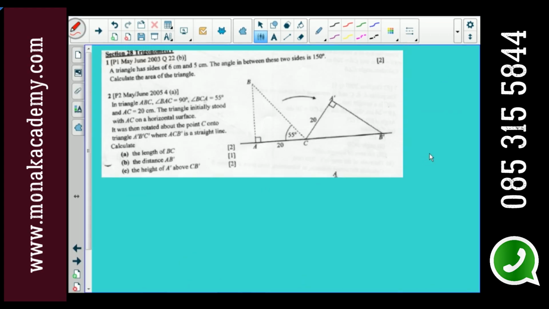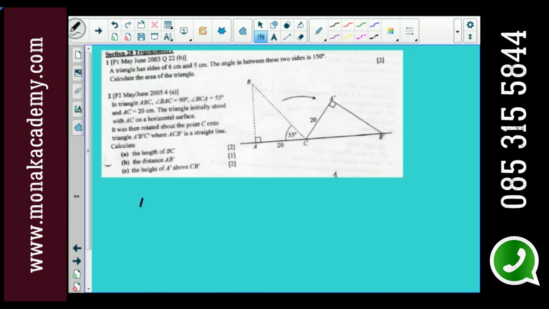All right, let's start with question 1 then. Question 1 says, a triangle has sides 6 centimeters and 5 centimeters, the angle between these two sides is 150 degrees, calculate the area of the triangle. Okay, so we didn't cover the formula, but I think we can do it now so that we know how to calculate area as well.